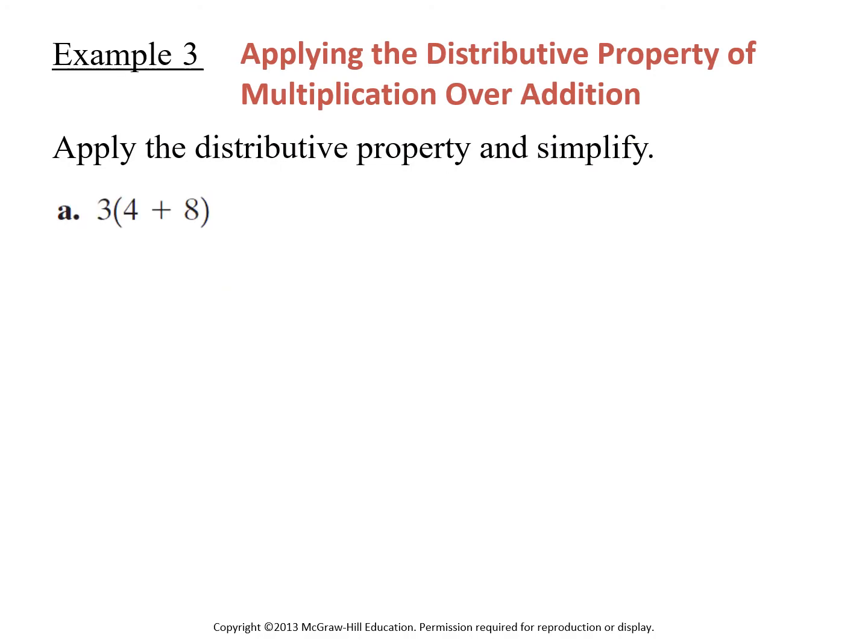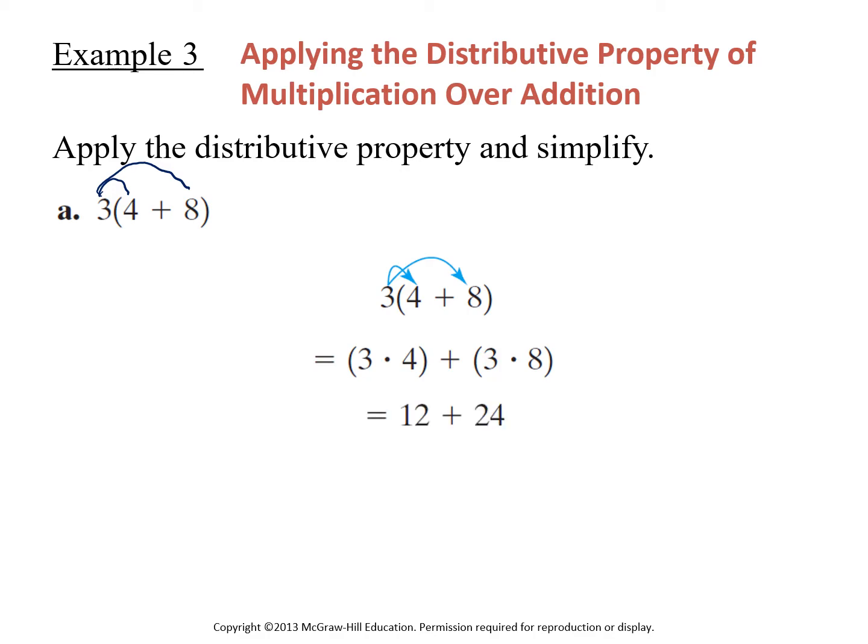So here's an example of the distributive property. We're going to multiply 3 times 4, and then we're going to multiply 3 times 8, and then we're going to add those products together. 12 and 24 is 36.